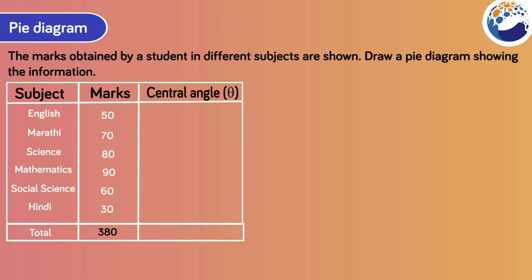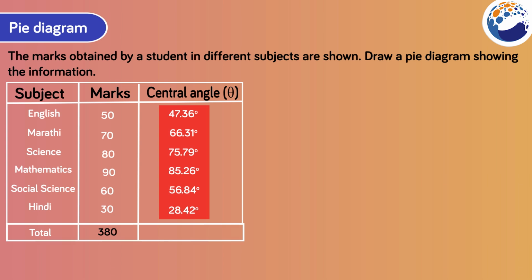For English, central angle is equal to 50 upon 380 into 360 degrees, which is equal to 47.36 degrees. For Marathi, central angle is equal to 70 upon 380 into 360 degrees, which is 66.31 degrees. For science, 80 upon 380 into 360 degrees is 75.79 degrees. For mathematics, 90 upon 380 into 360 degrees is 85.26 degrees. For social science, 60 upon 380 into 360 degrees is 56.84 degrees. For Hindi, 30 upon 380 into 360 degrees is 28.42 degrees.